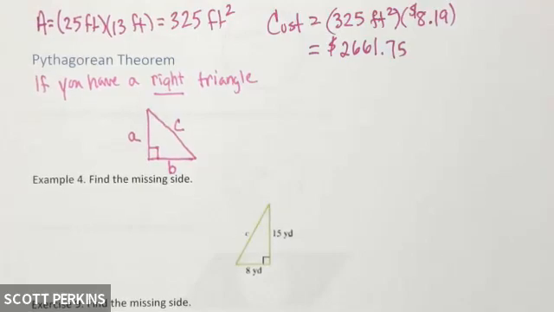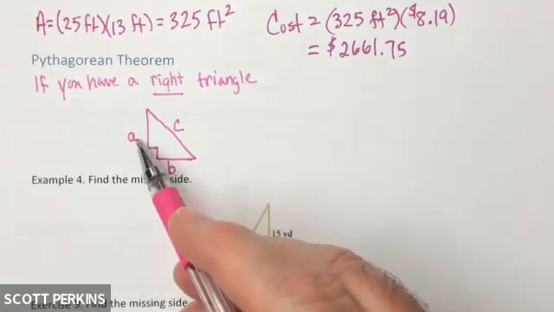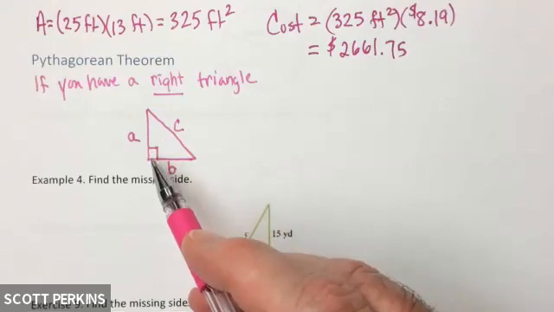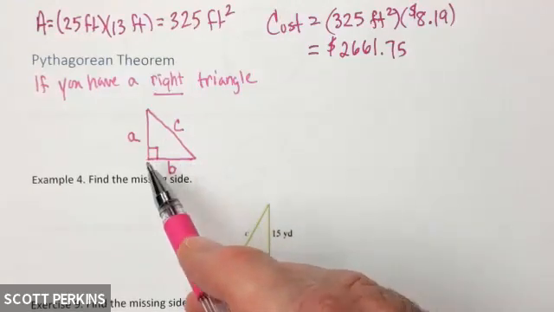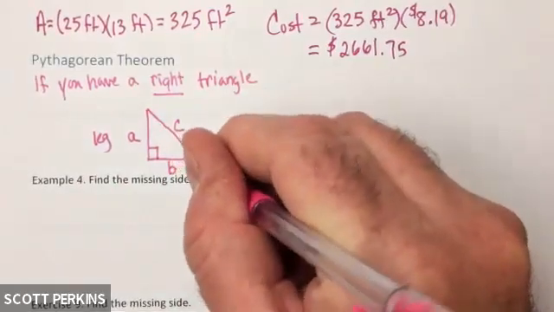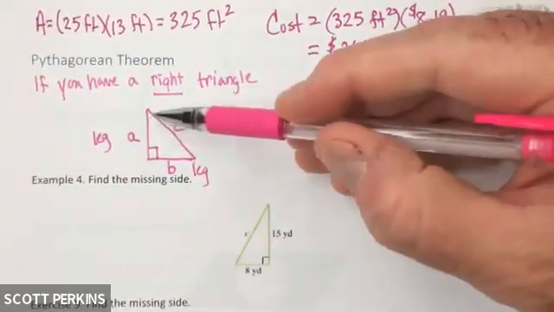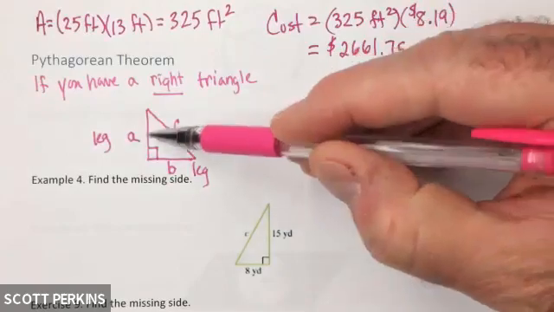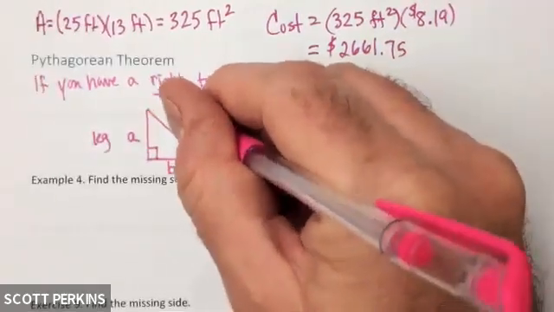So if you have a right triangle, then the relationship between those three sides goes as follows. First, sides A and B, these are the sides that are right around the right angle. These are called the legs. So this would be leg A and leg B. And then this longer side on the opposite side of the right angle, that's called the hypotenuse.